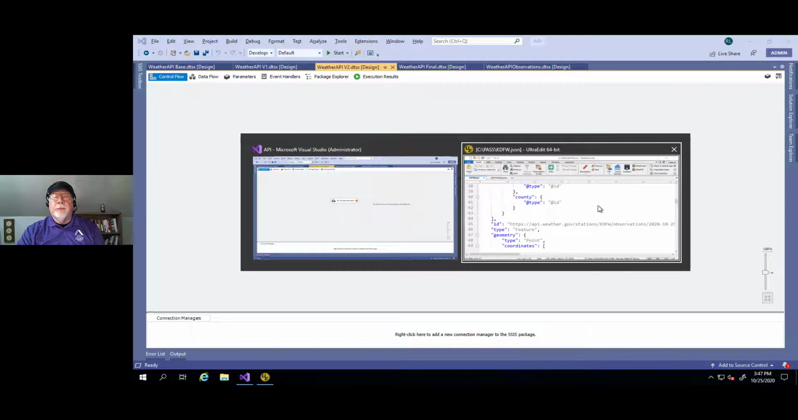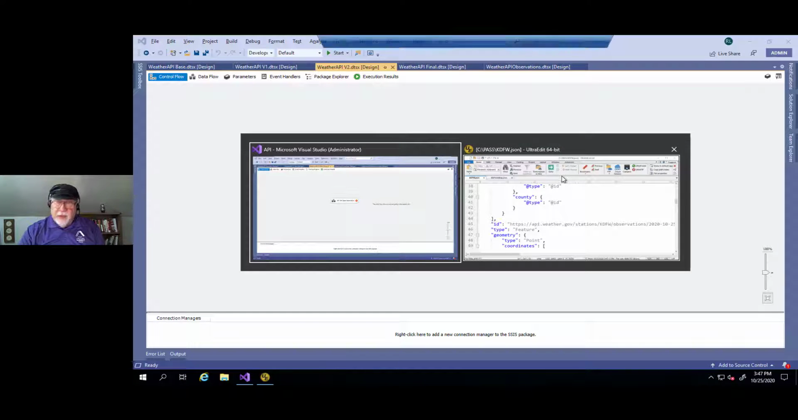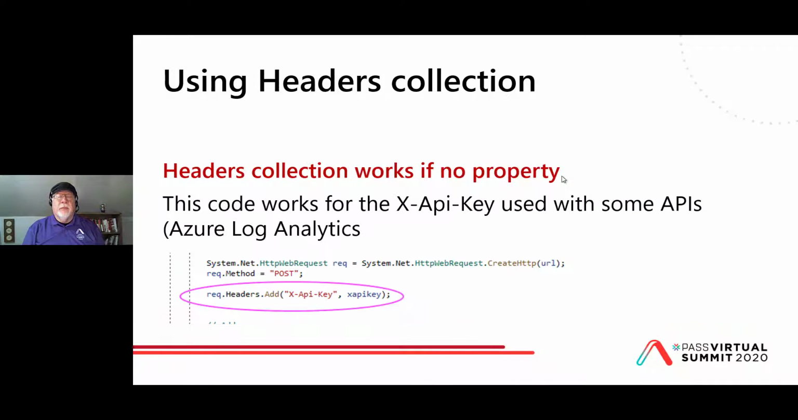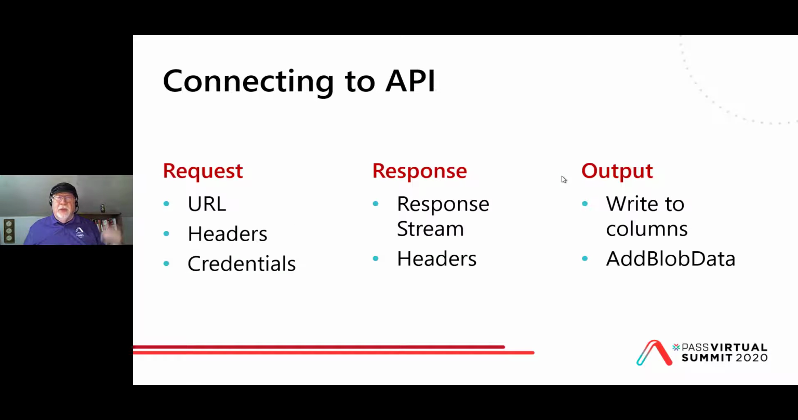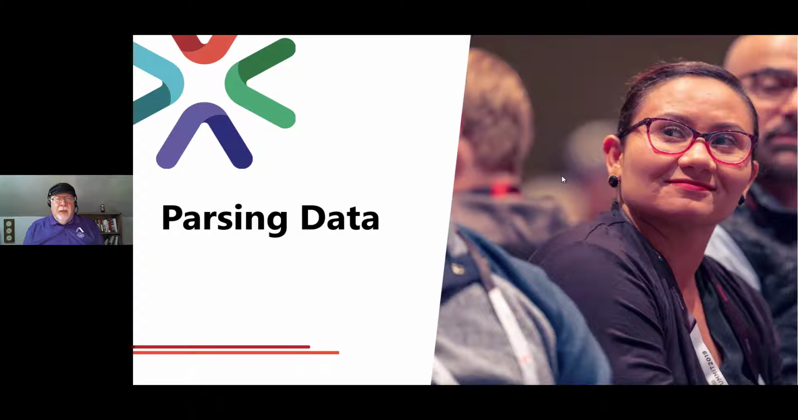By the way, the API key will work for some. You can use headers. So there's an attached project that has headers and adds it. Okay. So the things to connect to the API, you do a request, a response, and then an output. Now parsing the data. I've dumped it to a file, and maybe for most cases that's good enough. But let's see if we can do a little bit better.